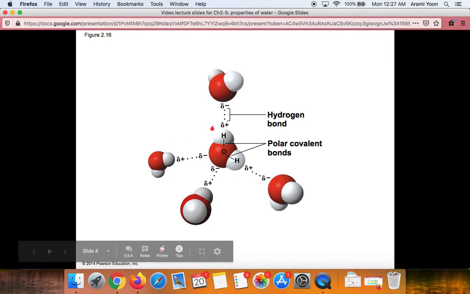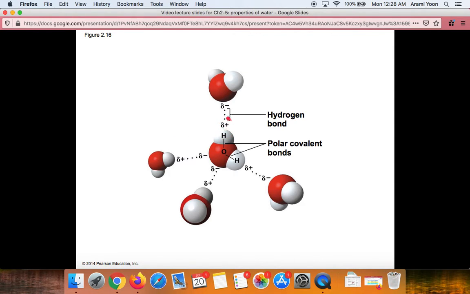You'll notice that the hydrogens have this symbol here. It's the Greek letter delta with a little plus sign. And so that tells you that the hydrogen atoms in the water molecules are delta positive. In other words, they're slightly positively charged. This one is delta positive. This one is delta positive. All of them are delta positive. Last of all, you'll notice that there are these dotted lines in between the delta negative oxygens and the delta positive hydrogens, and these are called hydrogen bonds.